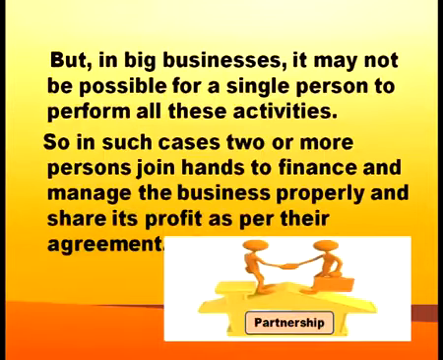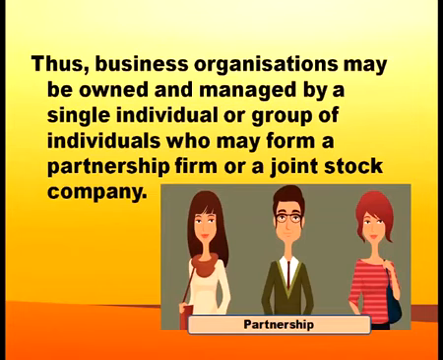In big business, it may not be possible for a single person to perform all these activities. So, in such cases, two or more persons join hands, bring their money and manage the business properly. After managing the business, they will get profit and that will be shared as per the agreement. Thus, a business organization may be owned and managed by a single individual or a group of individuals. If it is a single individual owned business, it can be called a sole proprietorship, and if it is formed by a group of individuals, it can be in any form like partnership or joint stock company.